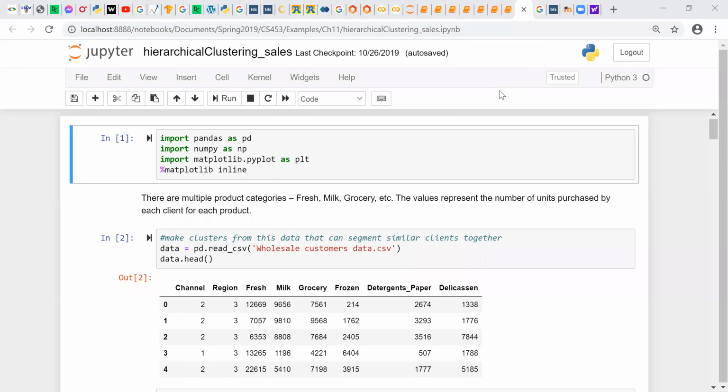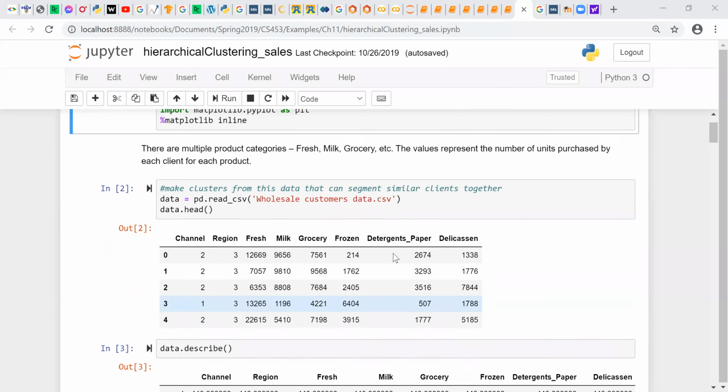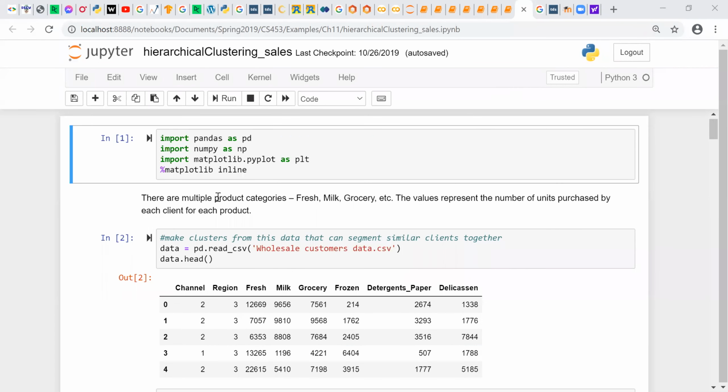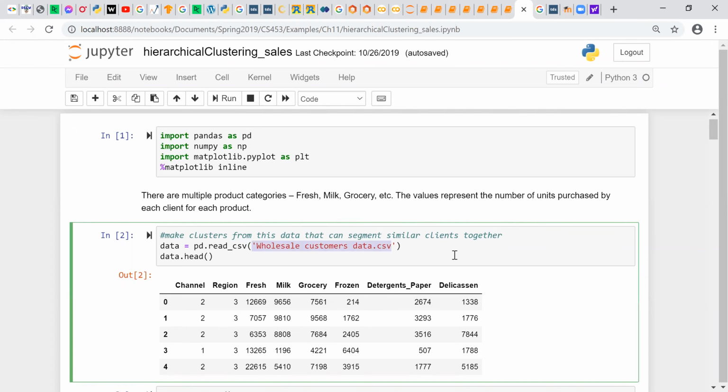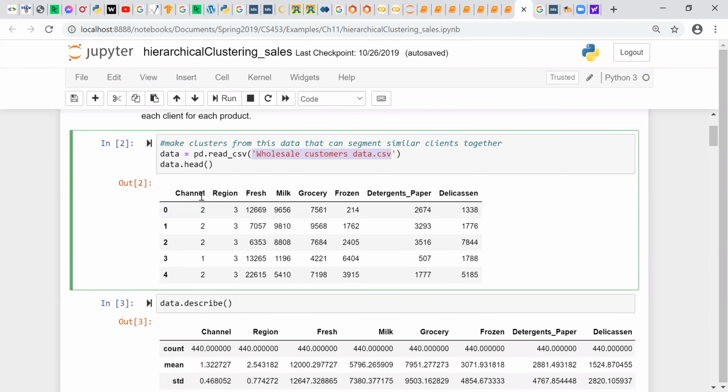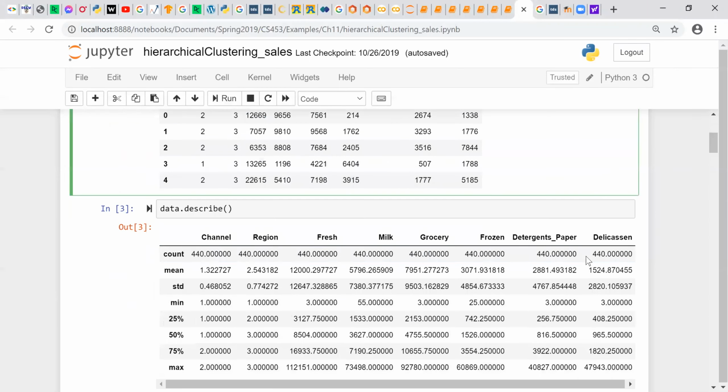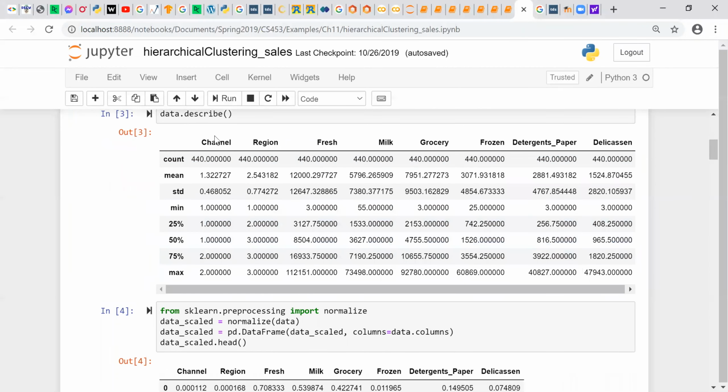The second example is about some product categories in a grocery store. Over here we have some sales data, and the data generally has channel, region, fresh, milk, grocery, frozen, detergent, so some other kinds of products. Over here we can try clustering on this data. In total we have 440 samples.